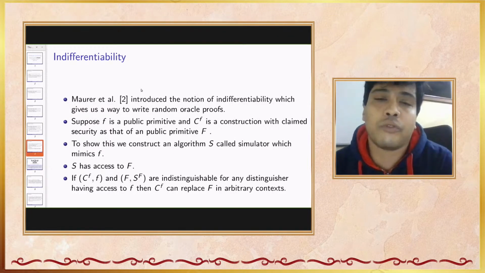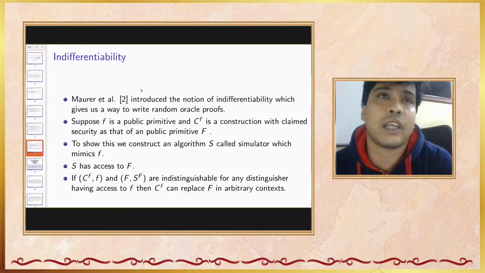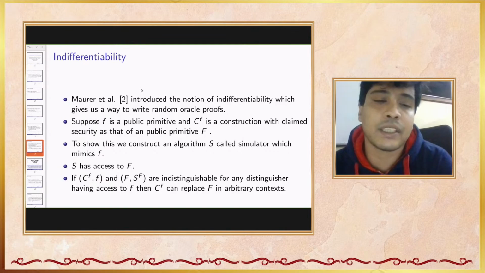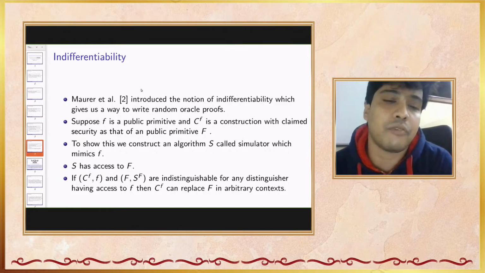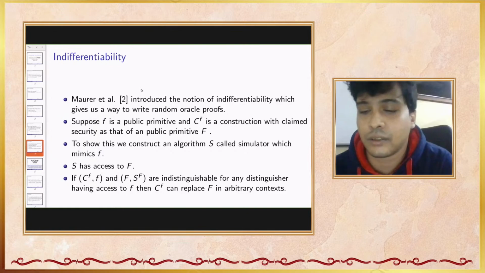Maurer et al. introduced the notion of indifferentiability, which is basically a generalized version of the usual notion of indistinguishability. Suppose small f is a public primitive and we build a construction C using small f as a building block. And then we claim that it has the same security as a public primitive capital F. To show this, we construct an algorithm capital S, which we call the simulator, which has access to capital F and which tries to mimic small f. Now, if no distinguisher can distinguish between (C, small f) and (capital F, capital S), then we say that capital C and capital F are indifferentiable, and in that case C can replace capital F in arbitrary constructions.